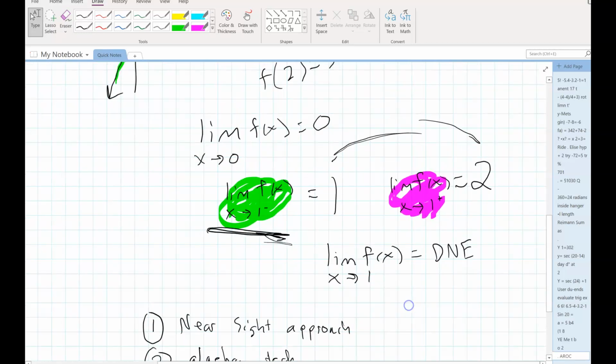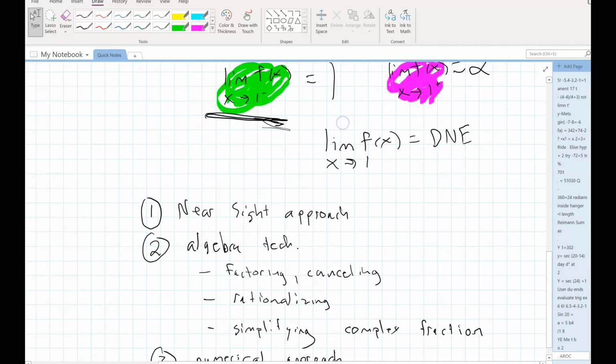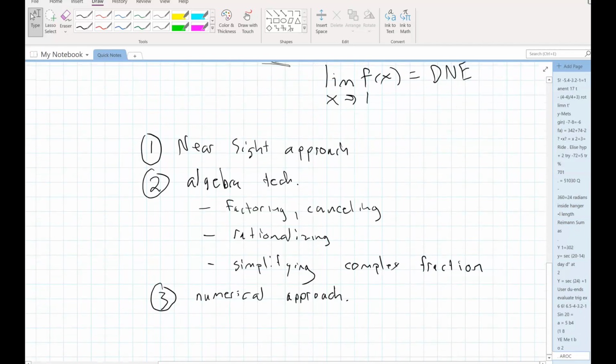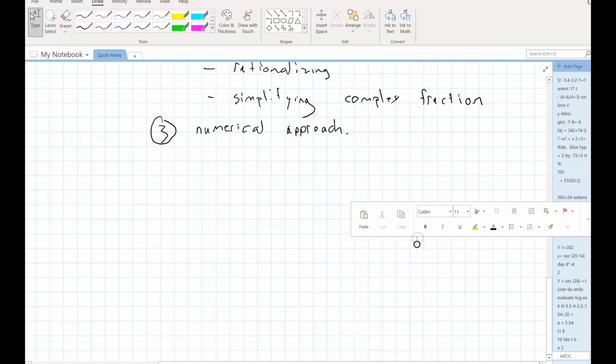Nearsighted approach means I'm looking very closely at the graph and just seeing where it looks like it's headed. Algebra approach will show you that in the following video, and actually there's a video specifically on these three algebra techniques that'll help you sort that out more. Then the numerical approach is a little bit more tedious.